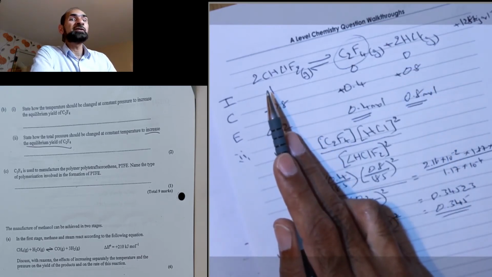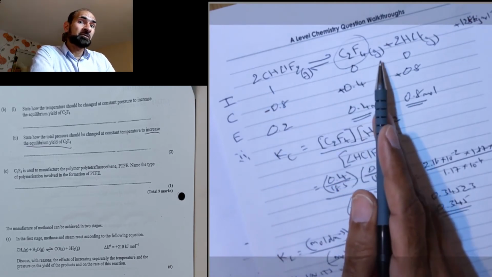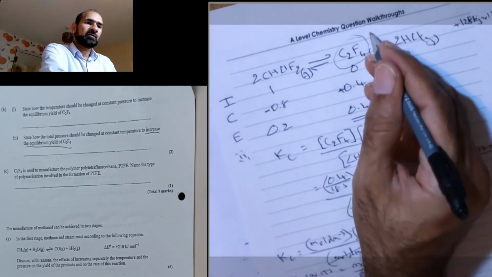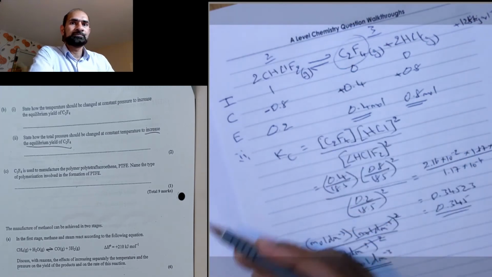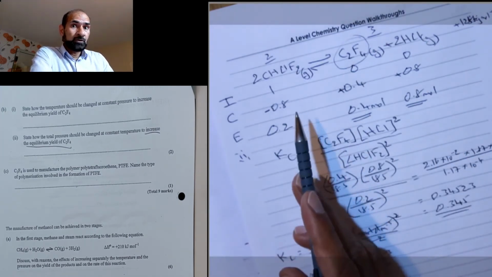So if I increase the pressure, what's going to happen? It's going to try and reduce the pressure by reducing the number of moles. So it's going to go that way. It'll go from 3 to 2, 3 moles to 2 moles. If I increase the pressure, it's going to go that way. But if I decrease the pressure, this equilibrium will try and increase it.